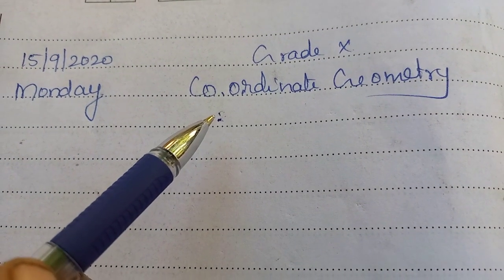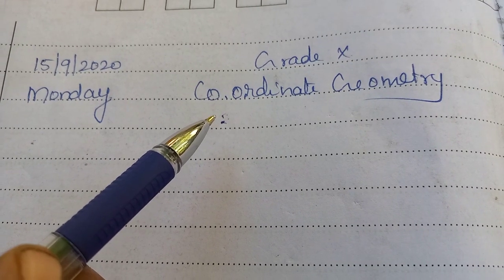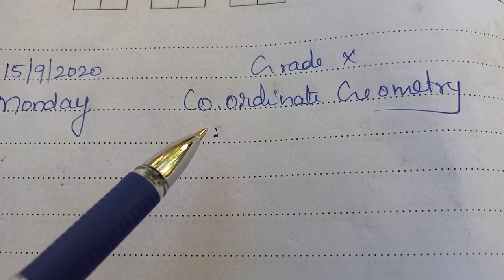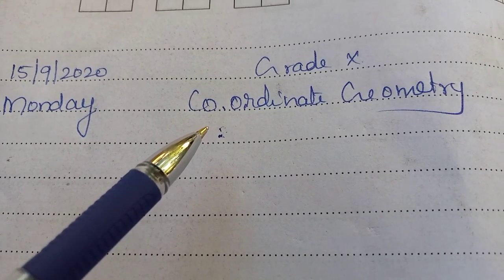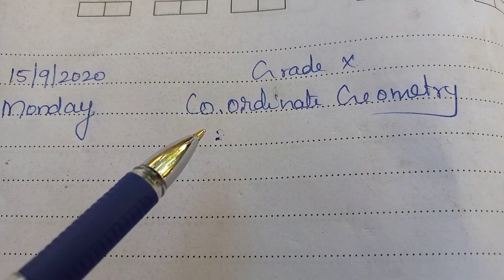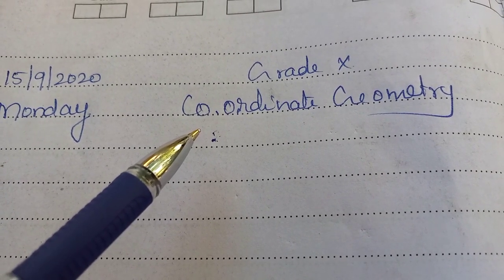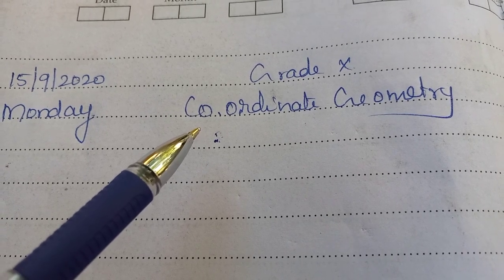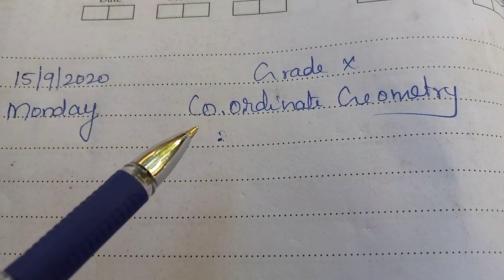When two lines are parallel, their slopes will be equal. So M1 is equal to M2. When two lines are perpendicular, M1 into M2 is equal to minus 1. So these are the important formulas. I hope you are all thorough with these formulas, isn't it? Today, shall we start the class?